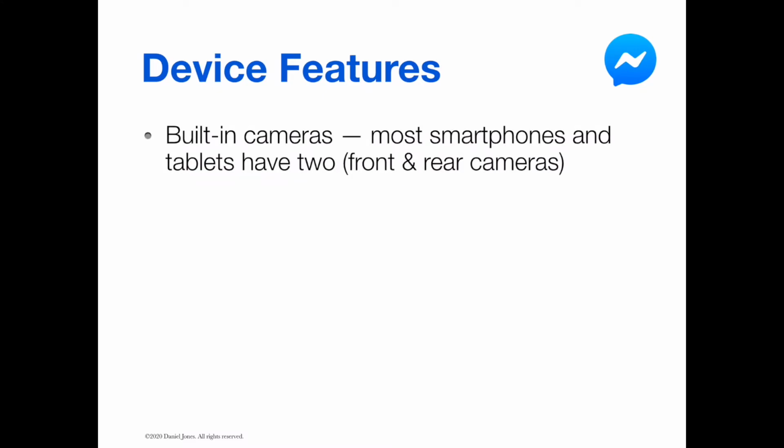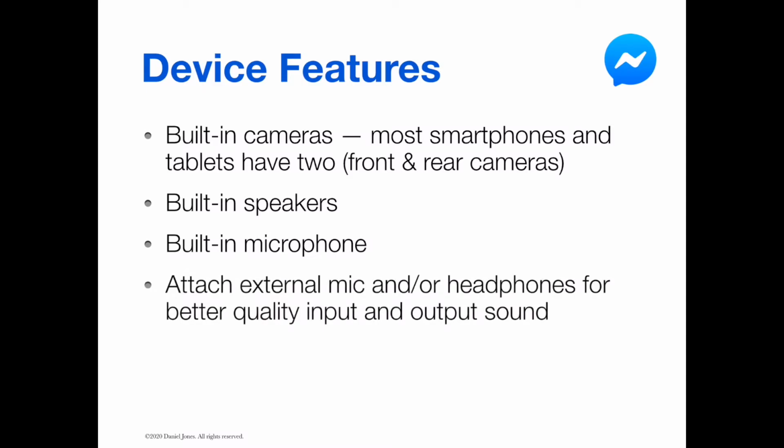Built-in cameras come with all devices now. So whether you're on a laptop or a desktop, smartphones and tablets, most smartphones and tablets have two cameras. They have a front and a rear facing camera. They come with built-in speakers, built-in microphone, but if you want to enhance the sound for better quality, you may want to attach an external microphone or headphone for better input and output sound.